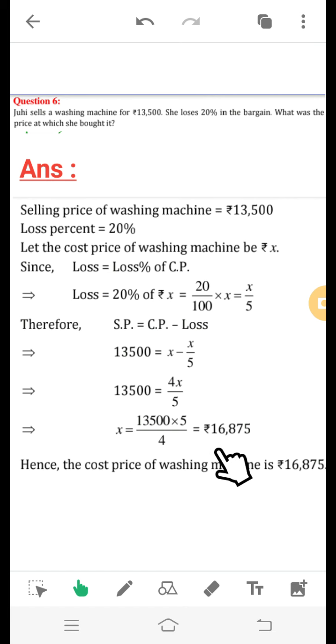So it is rupees 16,875. That is our X. And X means that is the cost price of the washing machine.